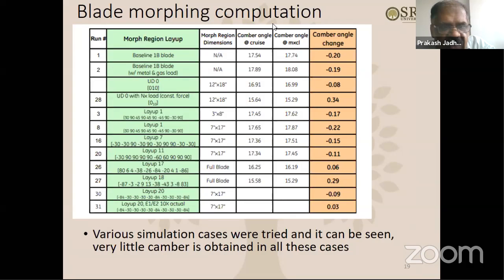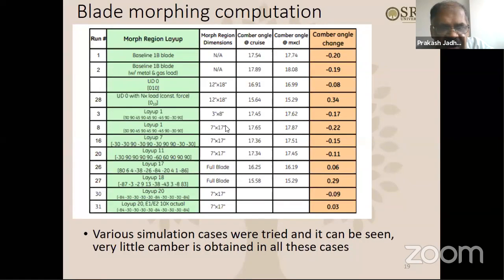Okay. So as you can see, the baseline blade, which doesn't have any kind of unsymmetric layout, shows a certain camber change under different loading, cruise and max climb. And then we tried to incorporate these different layups that came up. As you can see, the all unidirectional or unidirectional with NX load. Then this layup 1, layup 2, layup 3. Like that, there were many optimized layups that we tried. Layup 17, layup 18, layup 20, many.